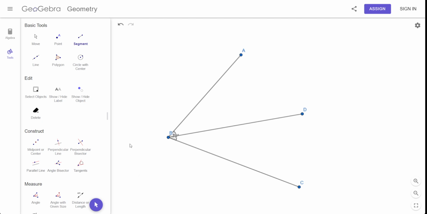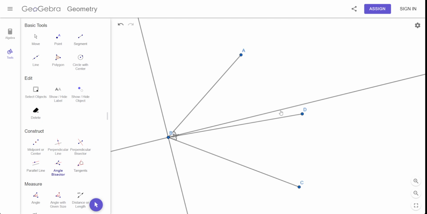Just for fun, well, not just for fun because this is what we're trying to do today. What I want to do is now actually bisect it. So that was eyeballing it, right? Just kind of guessing. Let's see how close we were. This has got a thing called angle bisector. And if I click on this and I click on this, boom, there it is. So we were off a little bit, weren't we? All right, so that's why it's good not to eyeball it.